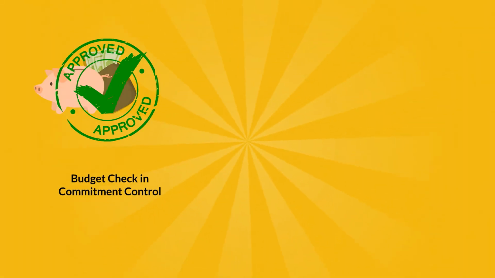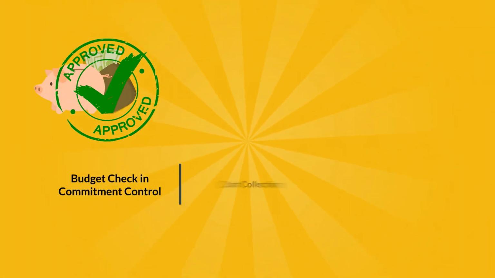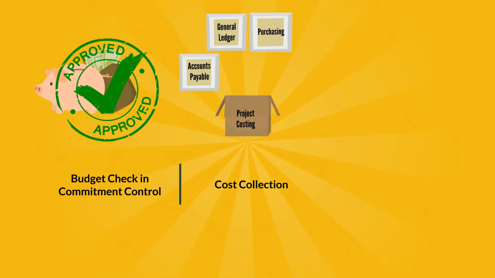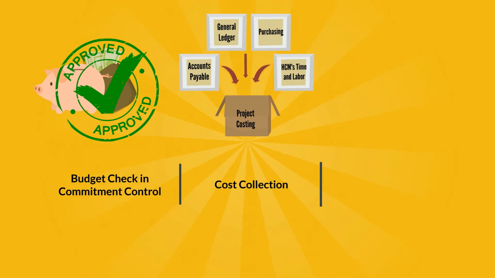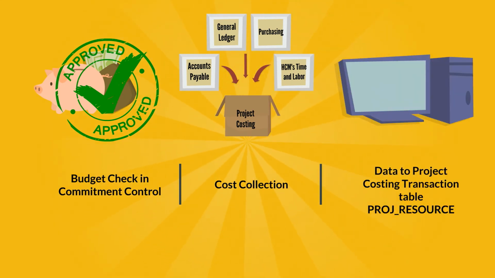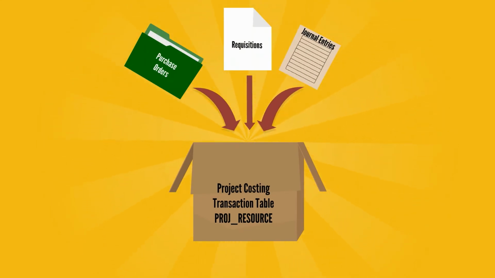Once the transaction passes budget check and commitment control, cost collection runs from accounts payable, general ledger, purchasing, and HCM's time and labor module to pull transactions into the main project costing transaction table. The project costing transaction table is the virtual location in Share Financials 9.2, which stores all the transactions that include a cost collected project ID.